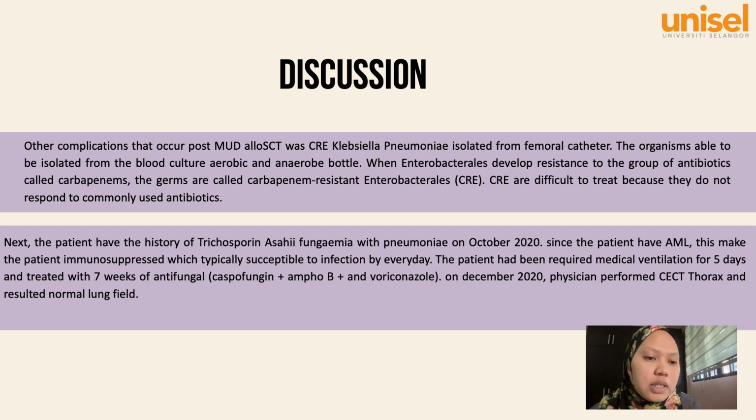Next, the patient has a history of Trichosporon asahii with pneumonia in October 2020. Since the patient has acute myeloid leukemia, this makes the patient immunosuppressed, typically susceptible to infections every day. The patient required mechanical ventilation for 5 days and was treated with 7 weeks of antifungals: caspofungin, amphotericin B, and voriconazole. On December 2020, physicians performed a CECT thorax and it resulted in normal lung fields.